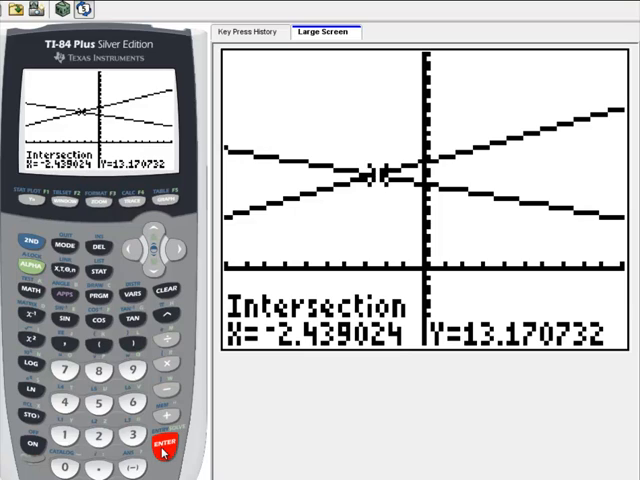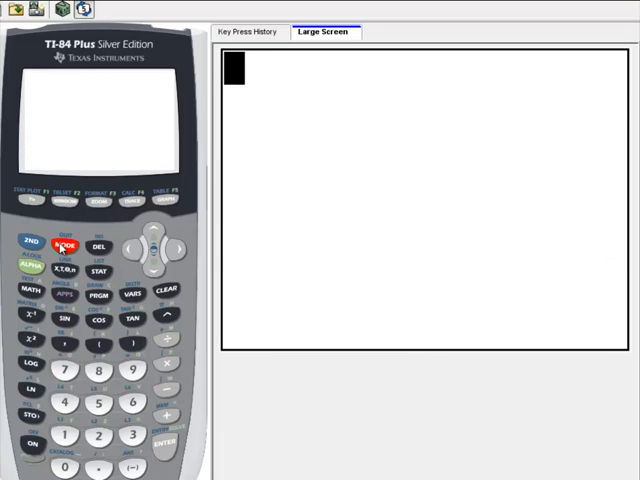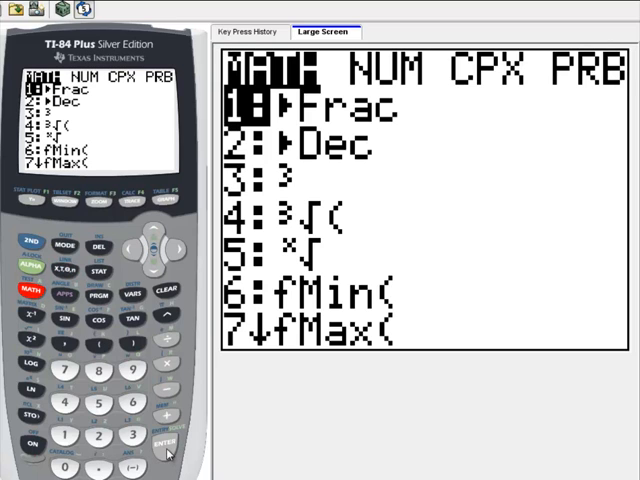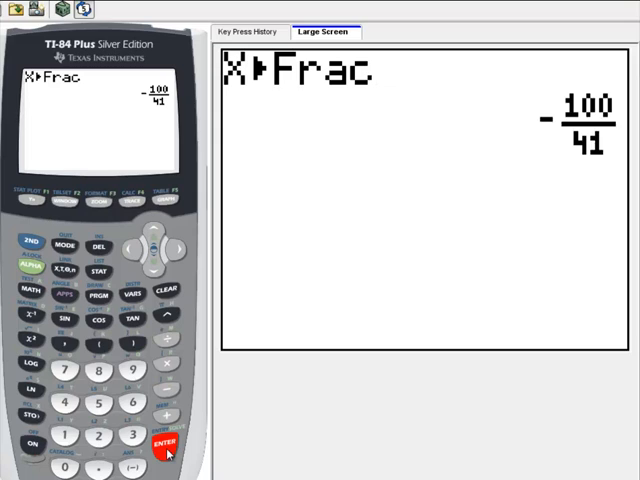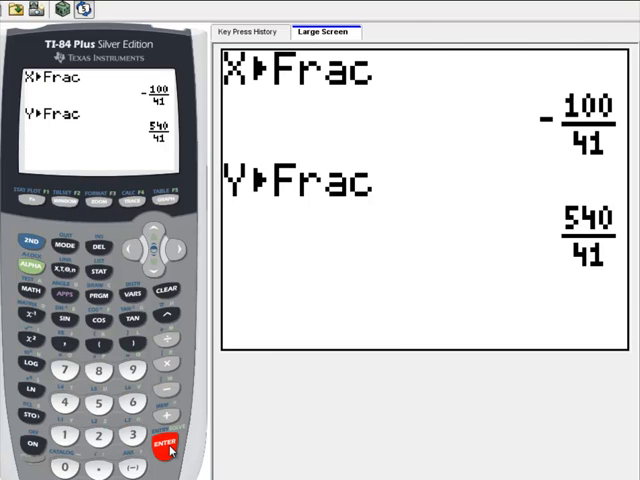Okay, let's try to achieve exact answers if we can here. So second, quit. Let's take a look at that x, math, fraction, enter. Okay, you got an exact x coordinate. Can we do the same for y? Alpha, y, math, fraction, enter. Okay, we are succeeding here. Let's record this on our paper.